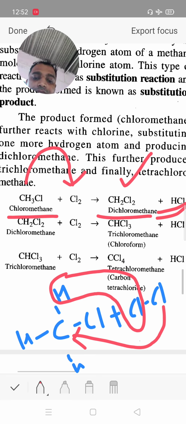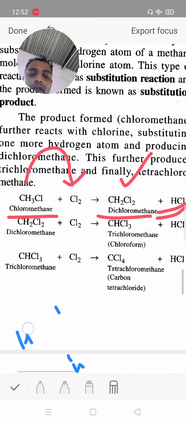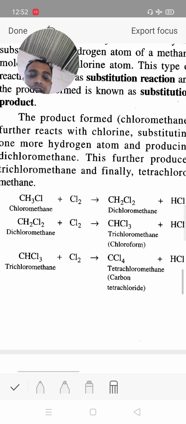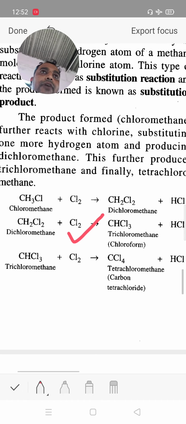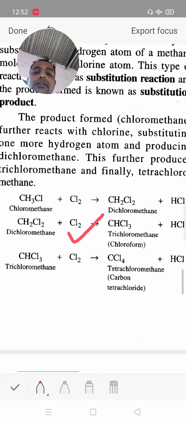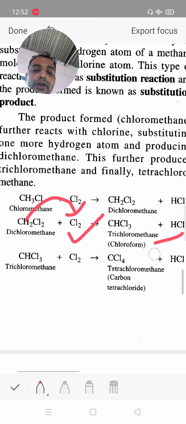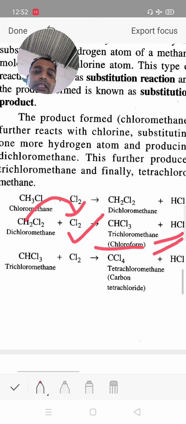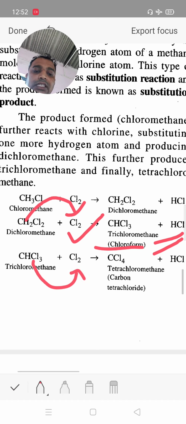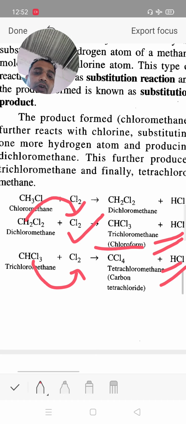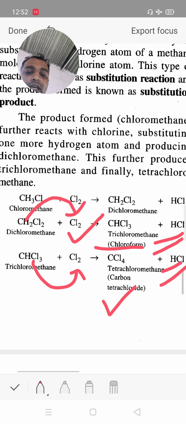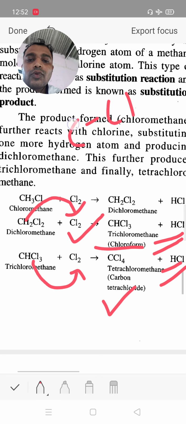Now the next step is also the same. CH2Cl2 reacts again; in every step hydrogen is replaced by chlorine. As hydrogen decreases, chlorine increases. Here also one hydrogen is replaced by Cl, so the byproduct is HCl and the product is CHCl3. Similarly, in the last step one hydrogen is replaced by Cl, with HCl as a byproduct, forming CCl4. CCl4 has a total of 4 Cl, therefore its name is carbon tetrachloride.